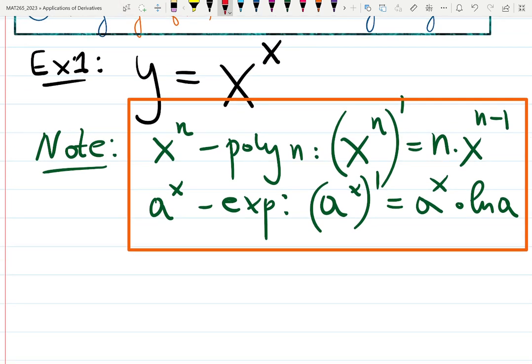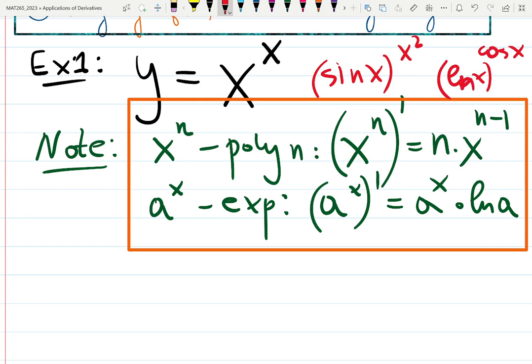And it doesn't have to be x to the x. Sine x to the x squared is the same problem. Ln x to the whatever, cosine x. It's the same form of a function. Can someone tell me why? Stare at those three functions: x to the x, sine x to the x squared, ln x to the cosine x. What is similar between those three? Can you notice? Oh, someone at the end.